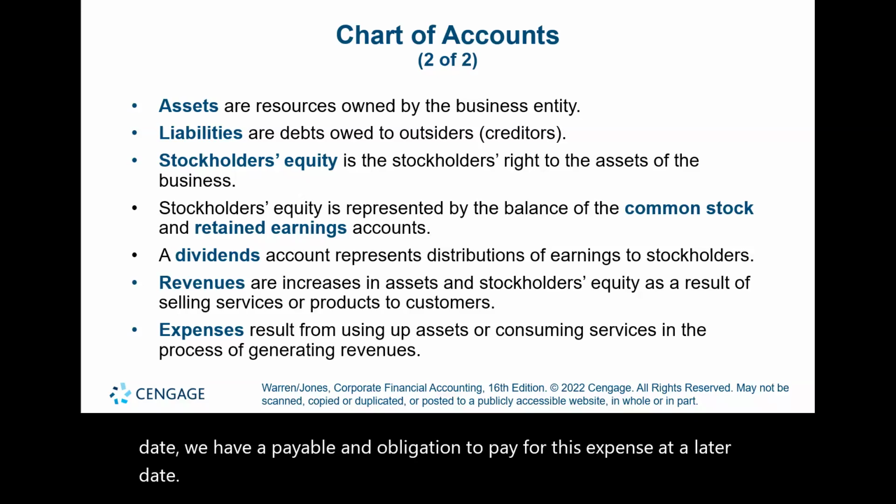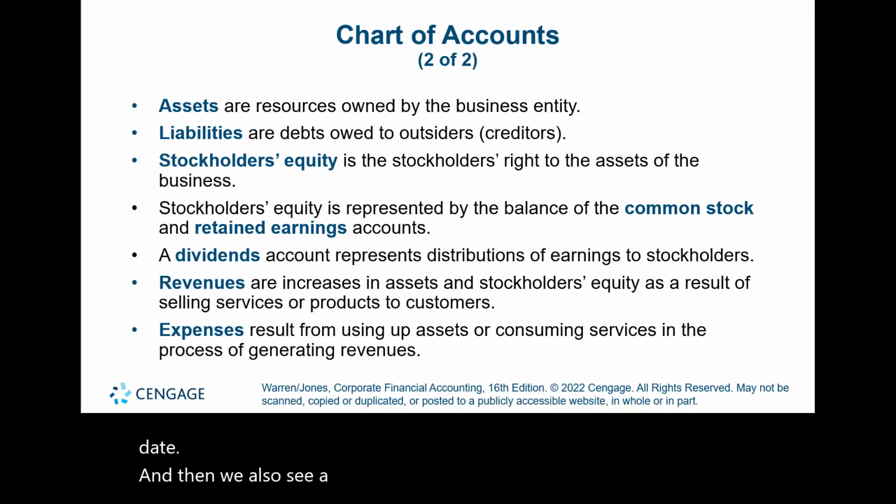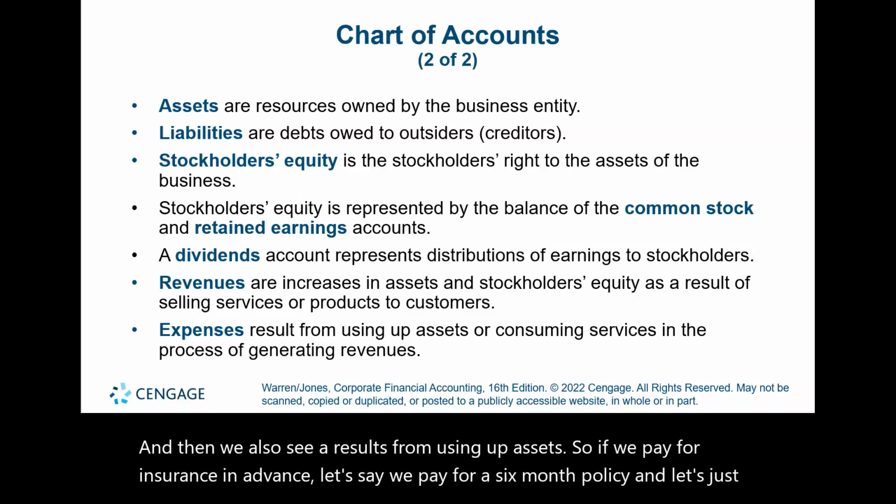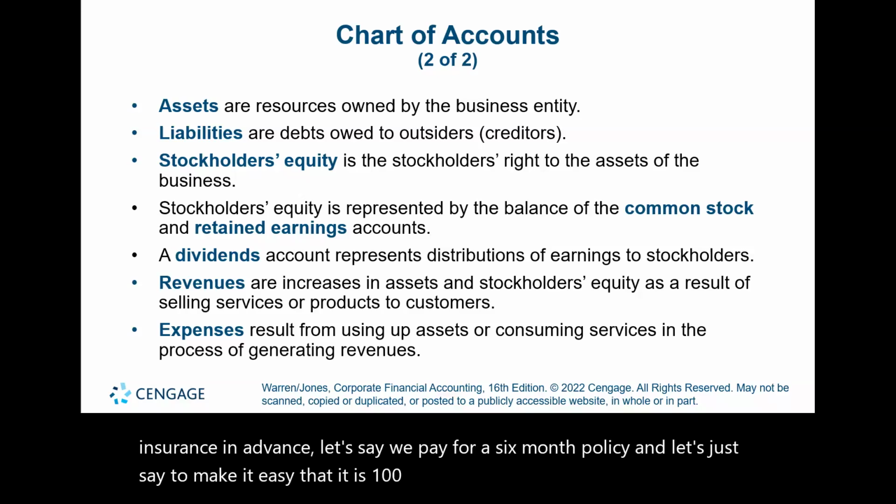And then we also see it results from using up assets. So if we pay for insurance in advance, let's say we pay for a 6-month policy, and just to make it easy, let's say it is $100 per month, we pay $600 on January 1st.